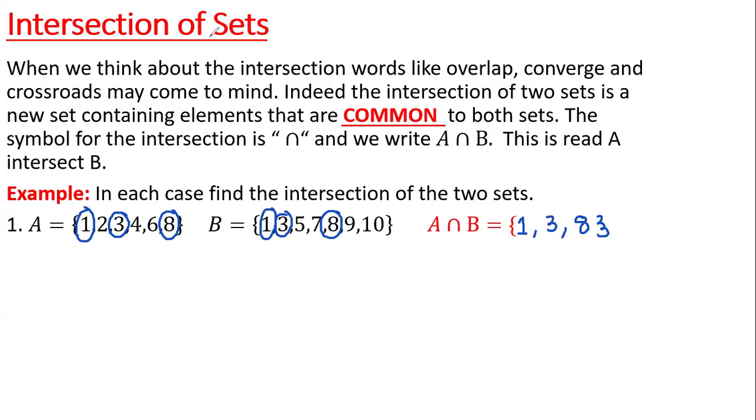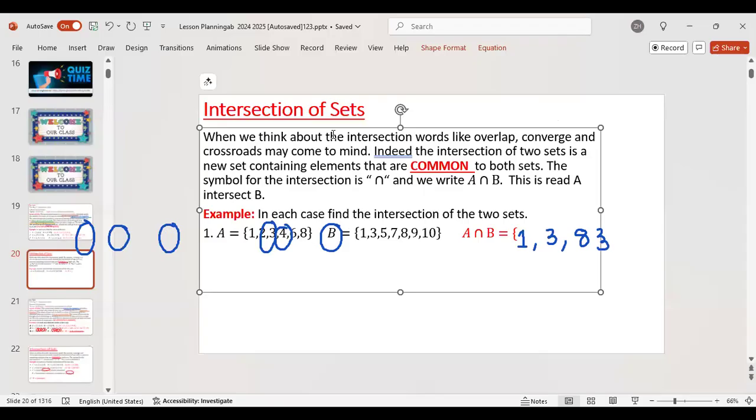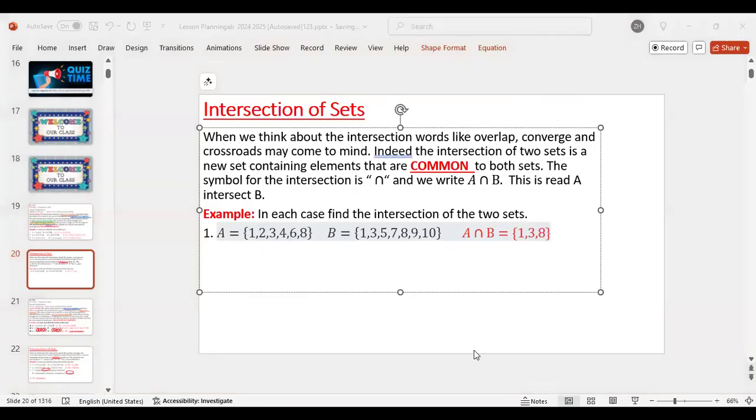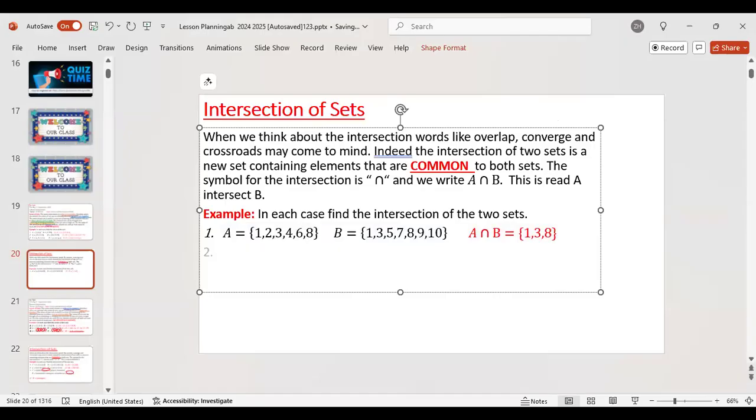So that's how we do the intersection of sets, right? Math is easy. Don't make it hard. It's going to be 1, 3, and 8. That's the intersection. So let's do another one. That's pretty easy. Remember, in union, we do not include what's overlapping, but for the intersection, we do include them.